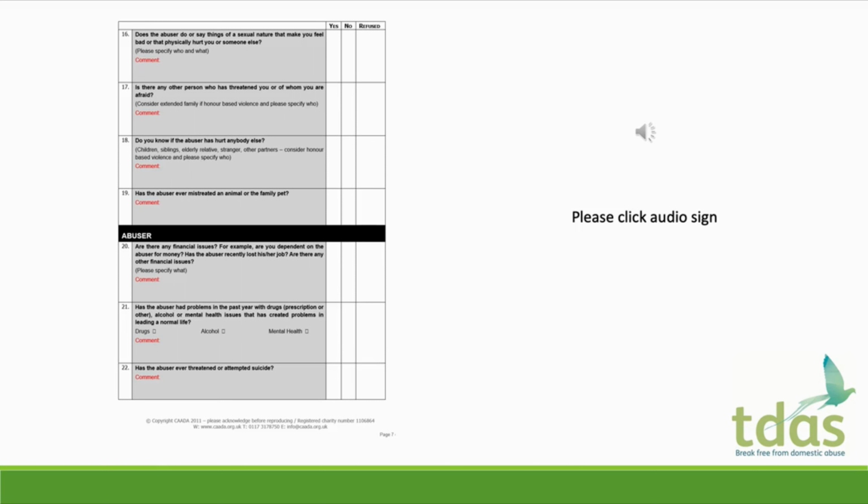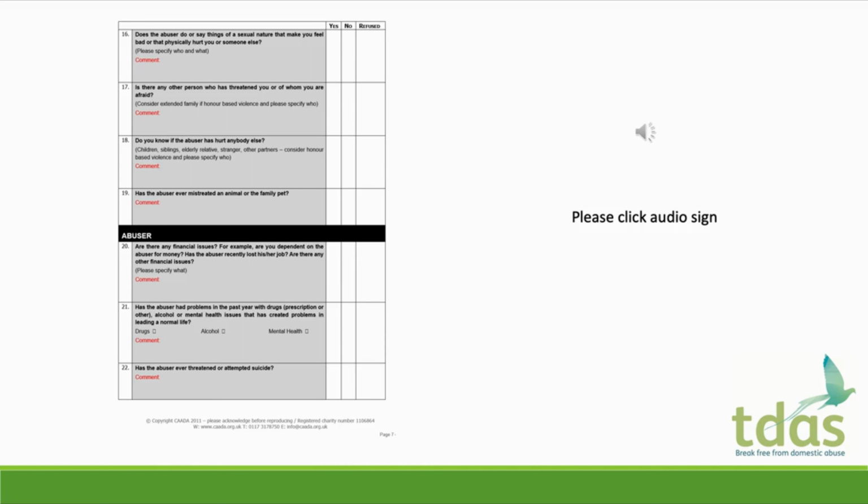Question 18 asks, do you know if the abuser has hurt anybody else? Consider if the abuser has hurt previous partners or family members, and if this is current or historic. If this constitutes a past history of violence, some victims may be intimidated by the perpetrator and may be reluctant to share this information with a professional. Knowing that the abuser has hurt people can inform further risk assessments of if the perpetrator is a serial domestic abuse perpetrator.